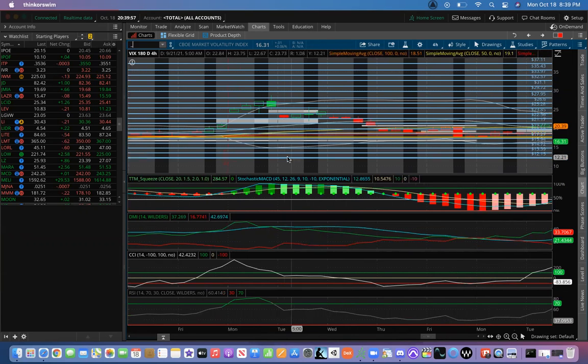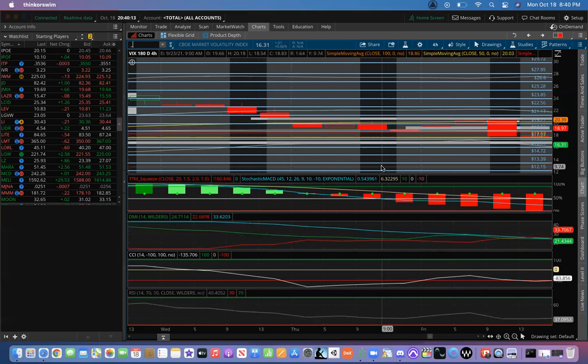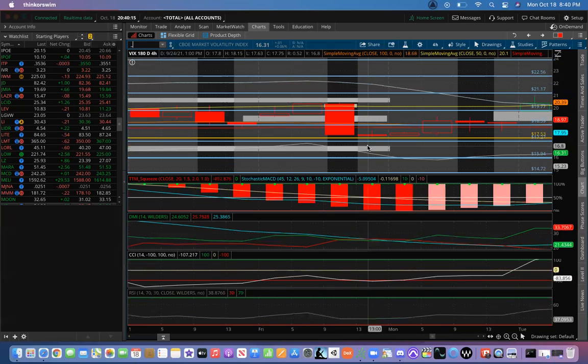When we talk about gaps filling in the market, this is what we're talking about. On VIX, see the gap right here? Boom, we filled that gap. Then it tried to fill that gap right here, didn't do it, and came back down to fill that gap. All over my chart, you'll see gaps that have been filled.